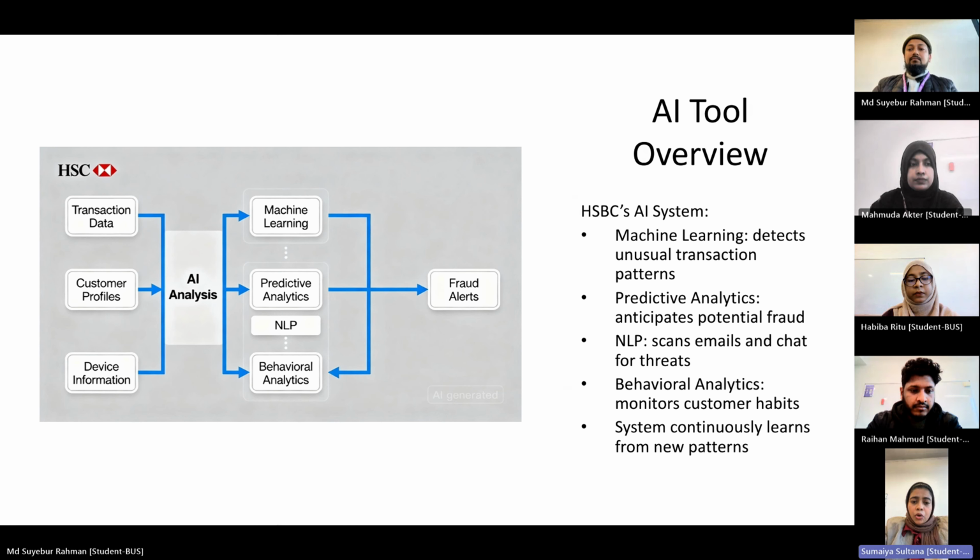And the second part, I'm going to discuss the AI tool overview. This system takes three inputs: transaction data, customer profiles, and device information. This feeds into an AI core that uses distinct technologies. First one is machine learning to detect unusual patterns, and the second one is predictive analytics to anticipate fraud before it happens. And the third one is behavioral analytics to understand customer habits. Now, Habiba will discuss the next part.